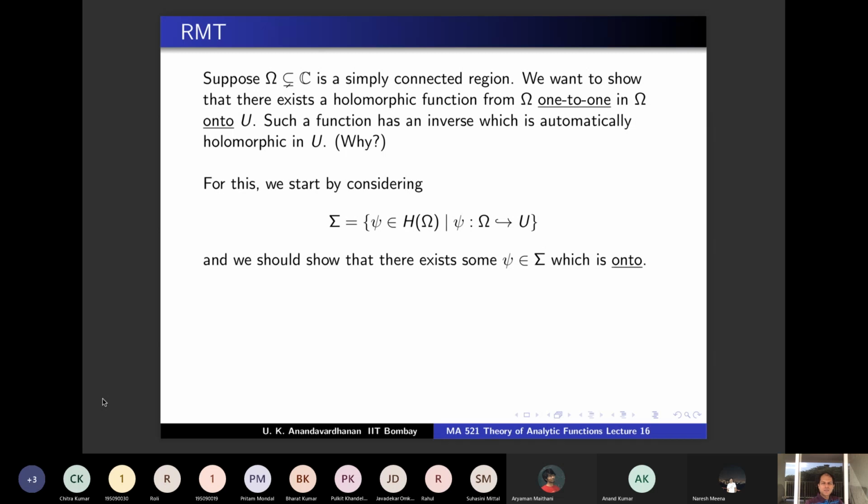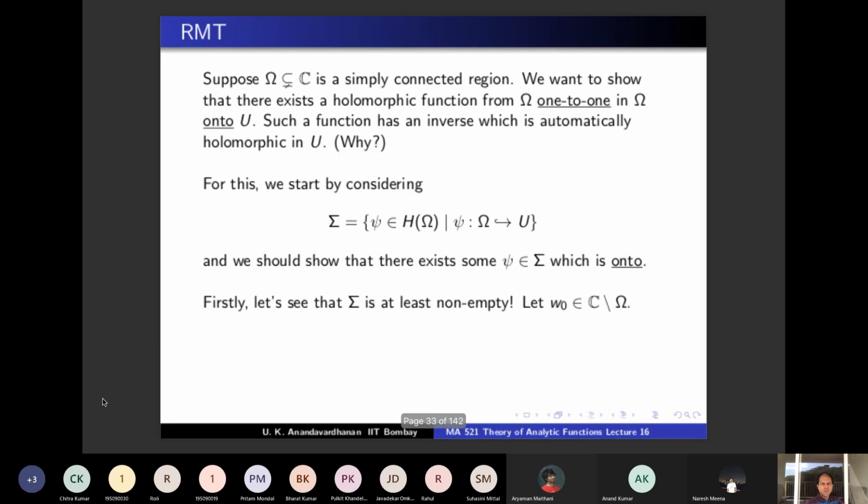So first of all, why is this collection non-empty? In order to show that there is a function which has this extra property, it's also onto, first of all, you have to show that this collection is non-empty. There are such functions, and then we will show there is one which is onto. So let's see that sigma is at least non-empty. So that's what we are going to do first.